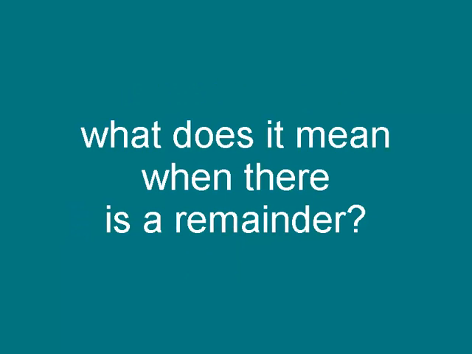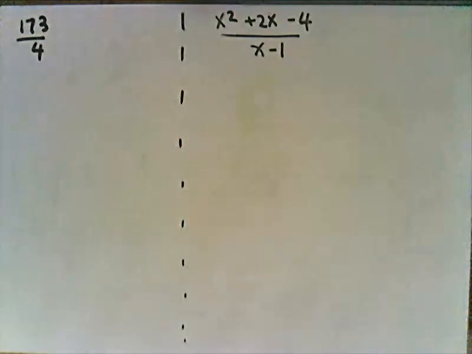What happens then if there is a remainder? Here are 2 examples that I'm going to solve quickly for you, and you can see for yourself what will happen.